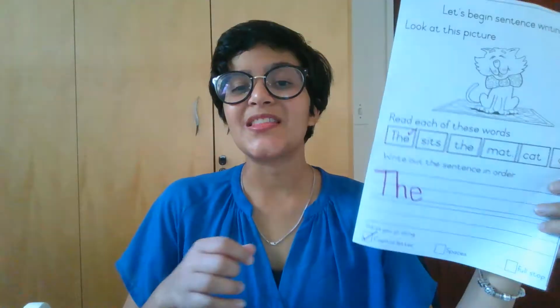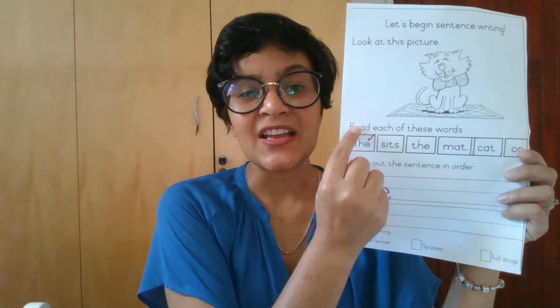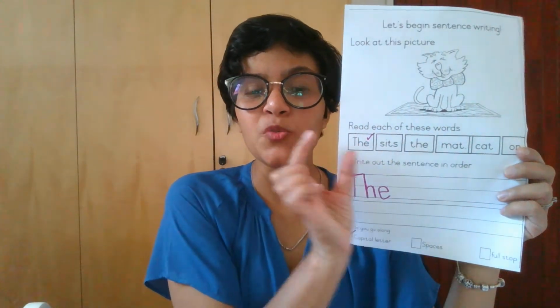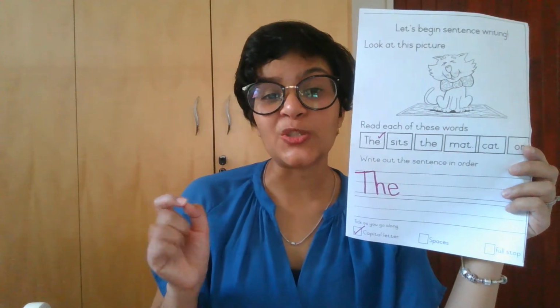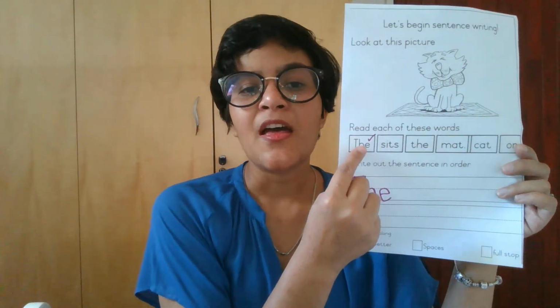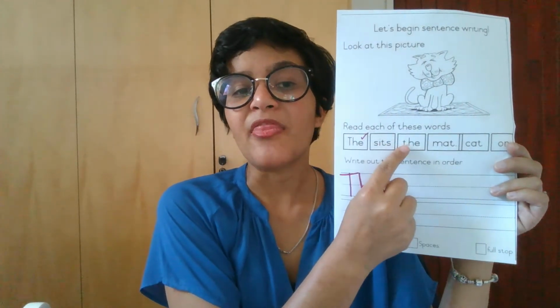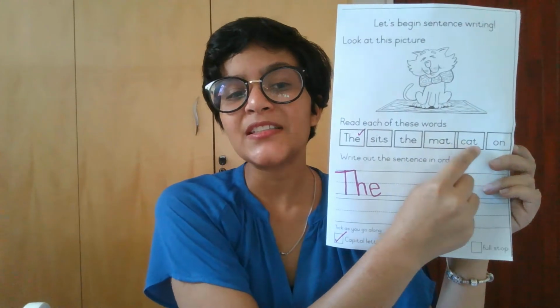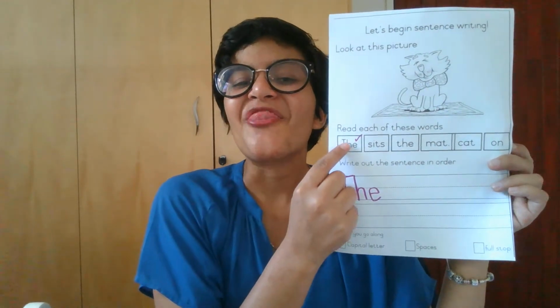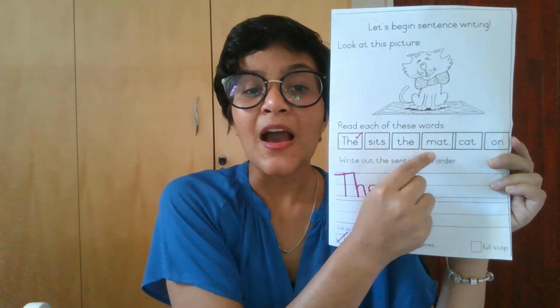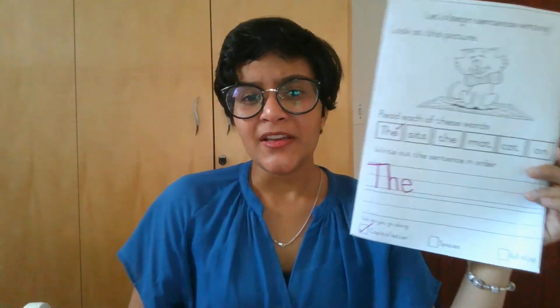Let's look at the words that they gave us. Over here it says, read each of these words. Now each word is in its own block, so we can see each word on their own. Let's read the words. The, sits, the, mat, cat, on. Let's go again. The, sits, the, mat, cat, on. Now, that doesn't make sense. That's not a sentence. It's just jumbled up words. So what you are going to do is write your own sentence about the picture using these words.